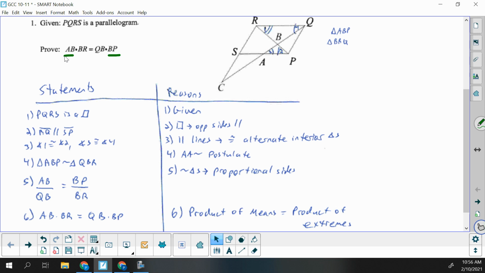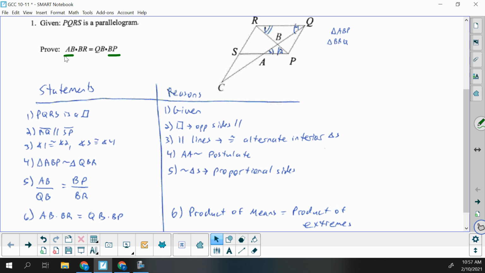So from our givens, we have parallelogram. So we can do parallelogram implies opposite sides parallel. Then do parallel lines implies congruent alternate interior angles. I numbered them 1 and 2 and 3 and 4 to get them congruent. You could have also done just one pair of them and done a vertical angles as well. So our triangles are similar by angle similarity postulate.